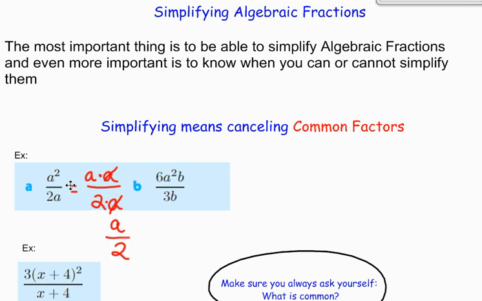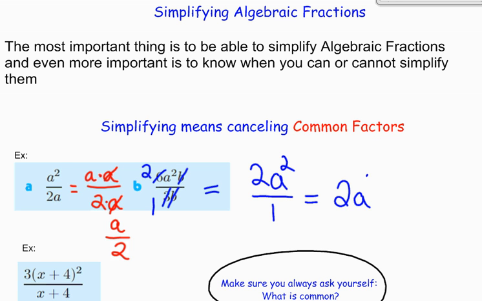We have 6 times a times b over 3 times b. So because, again, it's all multiplication, we can cancel a b from each of those. And we can also cancel a 3 from the 6 and the 3, because 6 divided by 3 gives us 2, and 3 divided by 3 gives us 1. So when we simplify that, we get 2a squared over 1, or just 2a squared.